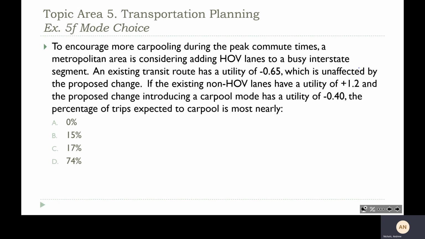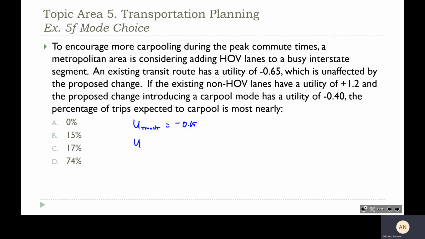So to encourage more carpooling during the peak commute times, a metropolitan area is considering adding HOV lanes to a busy interstate segment. An existing transit route has a utility of 0.65. So utility is that U calculation that we just looked at. So instead of giving you the equation, they're telling you that the U for transit is equal to negative 0.65, which is unaffected by the proposed change. If the existing non-HOV lanes have a utility of plus 1.2 and the proposed change introducing a carpool mode has a utility of negative 0.4, the percentage of trips expected to carpool is most nearly what?